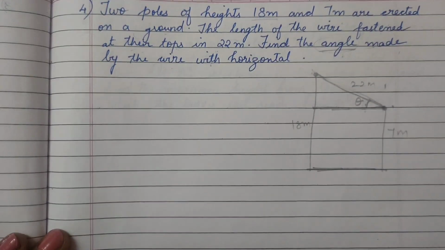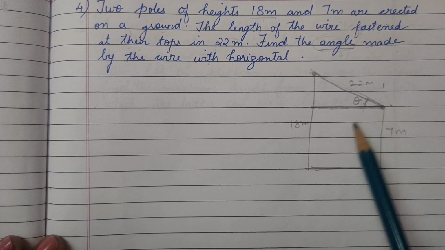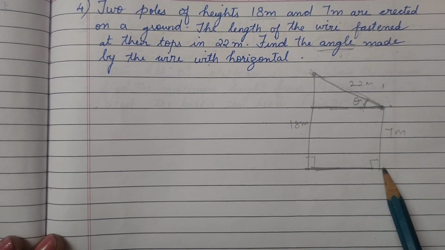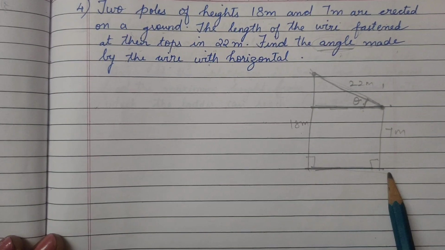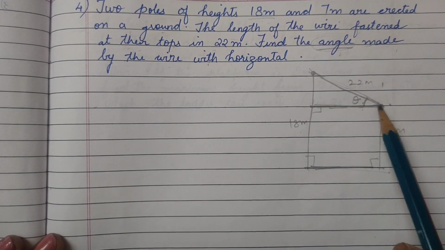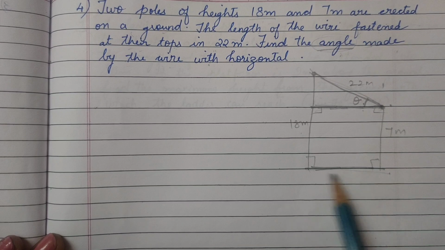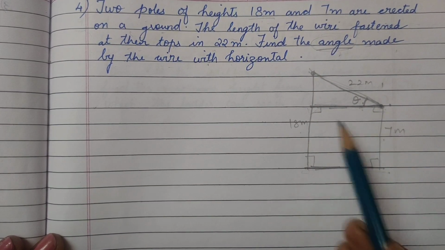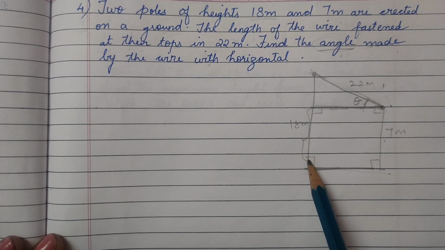So how we are going to find out, I'll tell you a little briefly. See, this is on the ground, it is 90 degree, and always the horizontal line is parallel to the ground. So this is also 90 degree. So this is becoming a rectangle. So this much is 18, you know, and this much is 7. So how much is this part, you know?